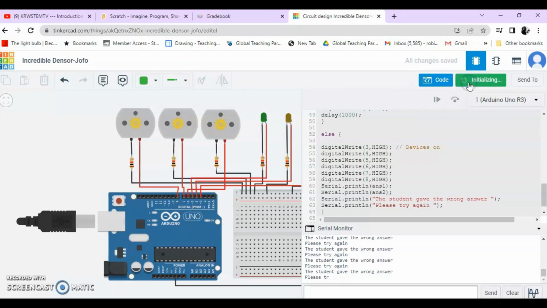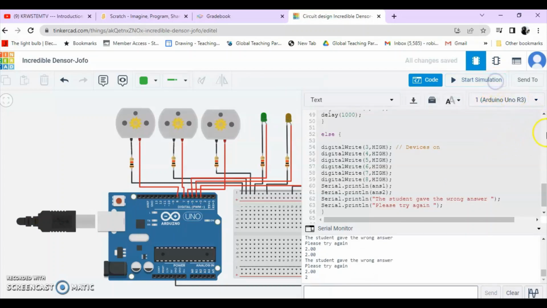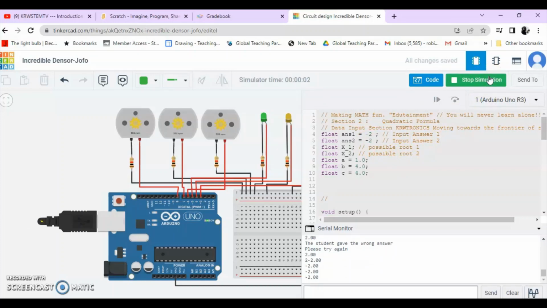So let's start the simulation and see what we see. So that is the answer that the student gave. 2 is the wrong answer. It is actually -2 that is the right answer. Alright, so that's the concept. If we stop the simulation again and I put -2 here, and I also place -2 here, then when I go back to the simulation, I will just see -2, and of course my devices will be on.